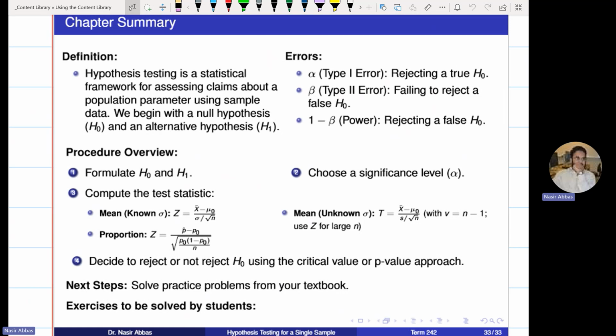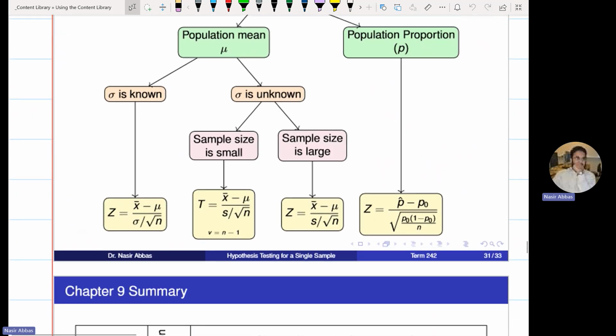We begin with the null and alternative hypothesis H0, H1. Then we formulate H0, H1, choose the level of significance. Then we compute the test statistic. How do we select the test statistic? Go to slide number 31.